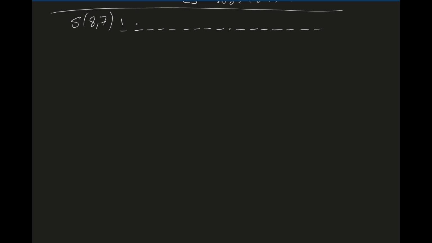1, 0, 1, 1, 0, 1, 1, 0, 1, 1, 0, 1, 0, 1. I'm off by 1 bit. 1, no, 0. That's right. And then 1, 1, 1, 1, 0, 1, 0. The question is, how much is this in decimal? I'm going to convert this to decimal.